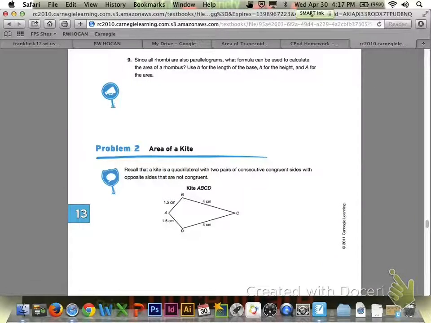Let's go ahead and on page 878 we're going to skip number 8. Let's take a look at number 9. It says, since all rhombi are also parallelograms, what formula can be used to calculate the area of a rhombus? Use B for the length of the base, H for the height, and A for the area.